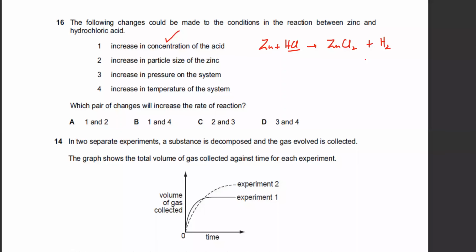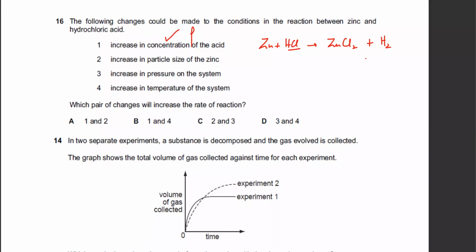So first one, increase the concentration of the acid. So obviously you're going to get a faster reaction. Okay, so the reaction is going to be faster. Then increase in particle size. Remember, large pieces will have a slow reaction. Is this clear?